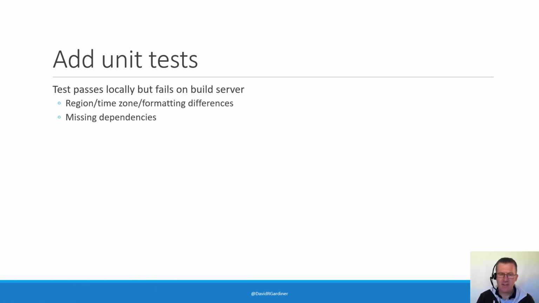Another thing that can affect unit tests failing could be something like a missing dependency, something you've got installed on your computer that changes how the tests run compared to what's on the build server. So just keep that in mind as well.